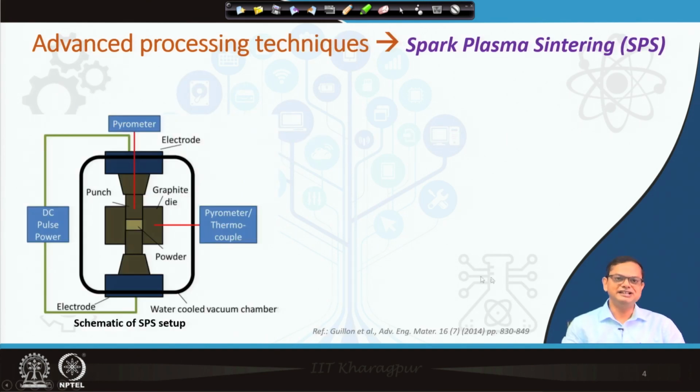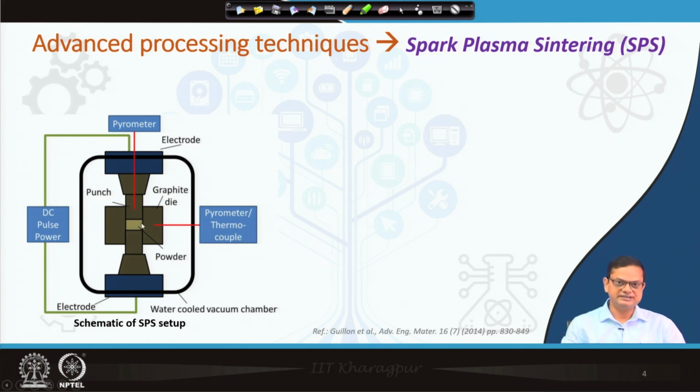So, you can see here a very simple schematic of the SPS machine. What you have here is a graphite die. In this graphite die, the powder particles or the mixture of powder particles are loaded. In this sintering, contrary to conventional sintering, we do not need any green compact.